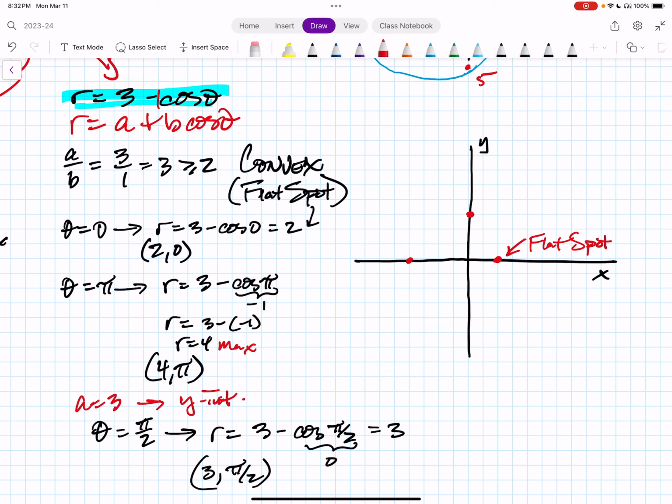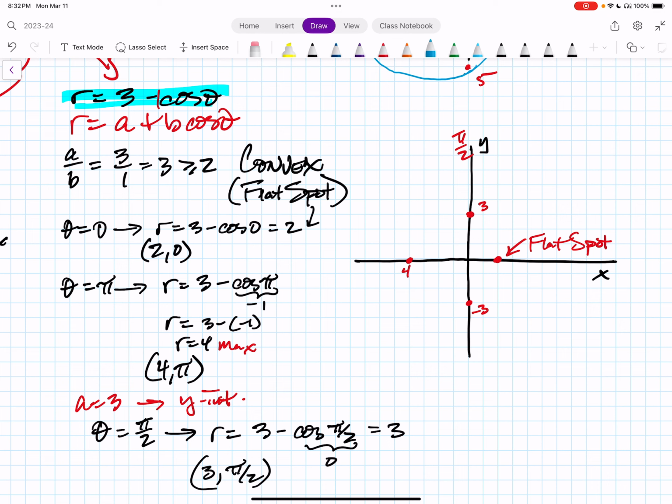Okay, so here we go. This is pi halves up here, right? You know the unit circle. And the other one's down here at negative 3. So up 3, down 3. Okay, and then left, what was it? Left 4.